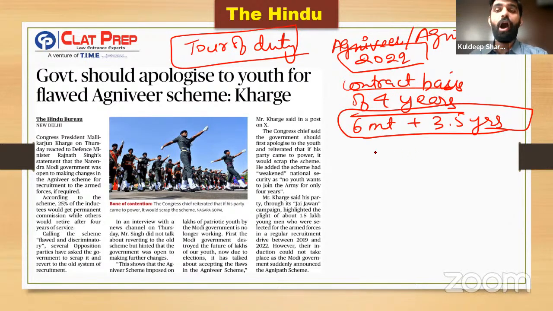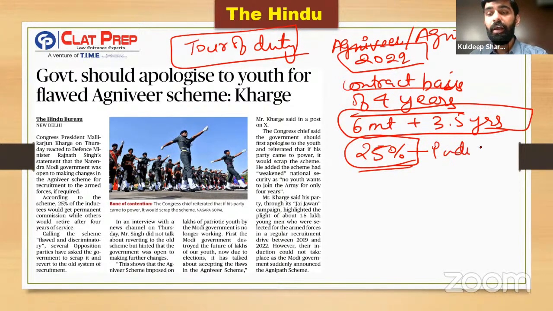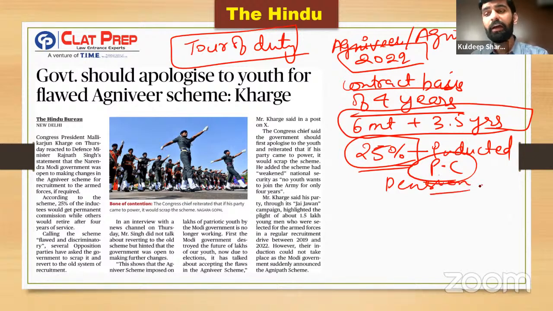And out of the total number of Agniveers, only 25%, or a maximum of 25%, would be inducted into the permanent commission, which means they would become permanent employees of the armed forces, and then they would be eligible for the benefits which a permanent commission person gets. For example, a pension at the end of retirement and other perks which are given to an army personnel.